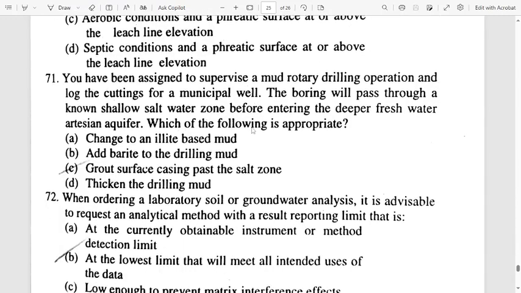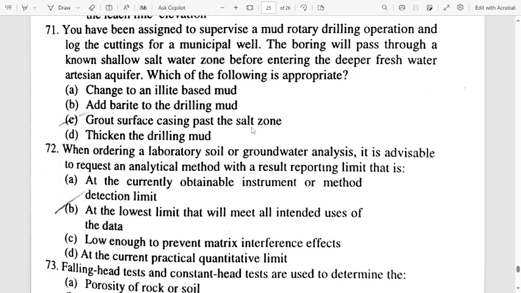You have been assigned to supervise a mud rotary drilling operation and log the cuttings for a municipal well. The boring will pass through a known shallow salt water zone before entering the deeper freshwater aquifer. Which of the following is appropriate? Grout surface casing past the salt zone.